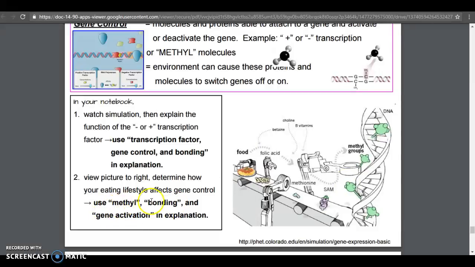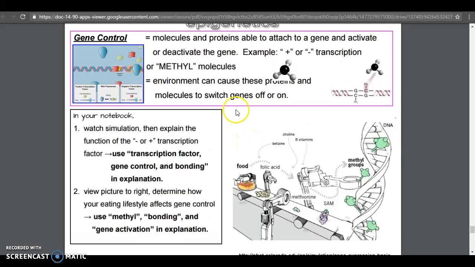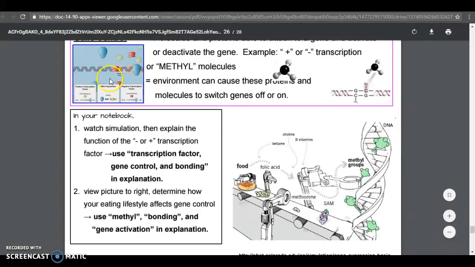So you should be using or thinking about these ideas from the picture in your explanation of what you think it means. So methyl, the methyl groups, which are these green guys. The bonding, which has to happen between molecules, the DNA polymer or giant molecule and these smaller molecules. And gene activation. If you need to understand that, you remember from the simulation or read the definition here.